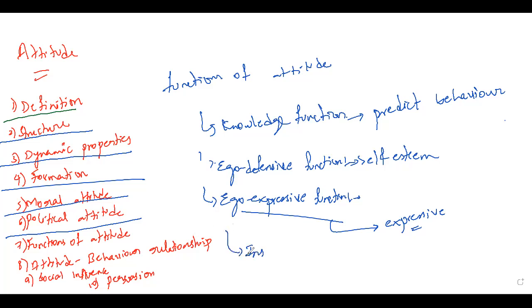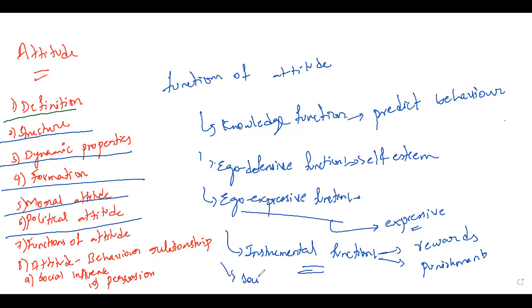And next is the instrumental function. This is not exactly a function of the attitude, but we can say that using this, we can adopt the attitudes which, as I said previously, attract rewards. Same thing, we will ignore the attitudes which attract punishments. Final thing is the social acceptance function. By making our attitude more socially acceptable, we can integrate ourselves with the society. That is called social acceptance function: knowledge function, ego defensive function, ego expressive, instrumental function, and social acceptance. Is this clear?